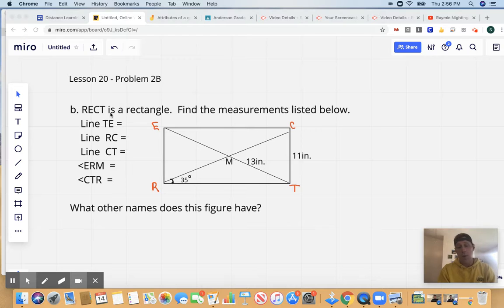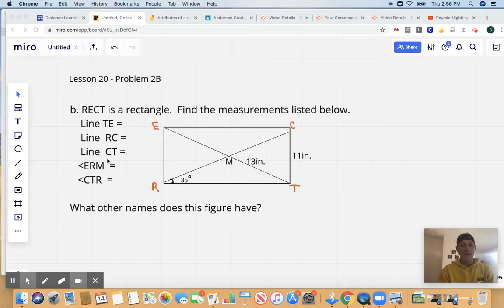So they tell us right away that RECT is a rectangle. We can see that. We know this is a rectangle. It looks rather like an envelope. And the second part of this question is going to ask us, well, what else could we call this? What other names does this figure have? They're giving us one name. It's a rectangle, but we know a bunch of other names for it as well.